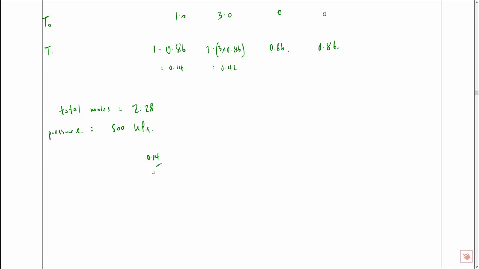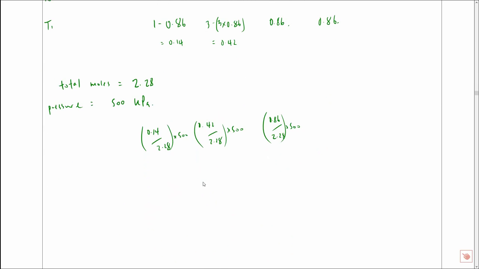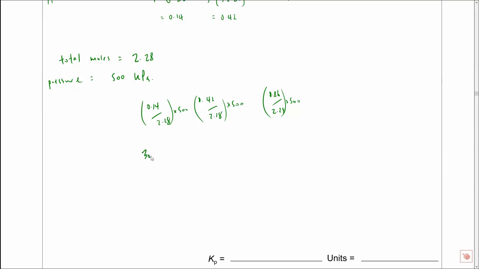This is going to be 0.14 divided by 2.28 times 500. This one's going to be 0.42 divided by 2.28 times 500. This one, luckily, is just going to be the same, but we've got to obviously do each one. 0.86 divided by 2.28 times 500, and the same is going to be true for that one. When we work those out, we should find, as if by magic, that this one is going to be 30.7, this one is going to be 92.1, and these both are going to be 188.6. These are my partial pressures for each one of these: PCO2, PH2, PCH3OH, and PH2O.